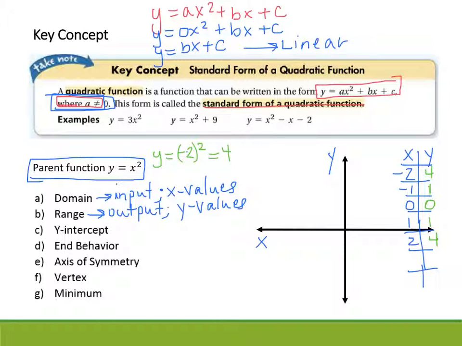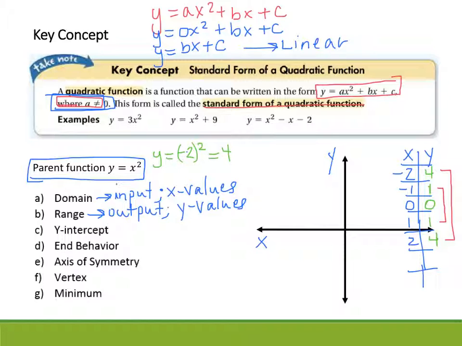So notice that we have some range values that are repeating. The 4 is repeating, and 1 is repeating. But notice how 0 does not repeat. 0 in this case for this function is the only range value that does not repeat. And that's going to be important to the shape of this graph. So let's go ahead and graph these points.